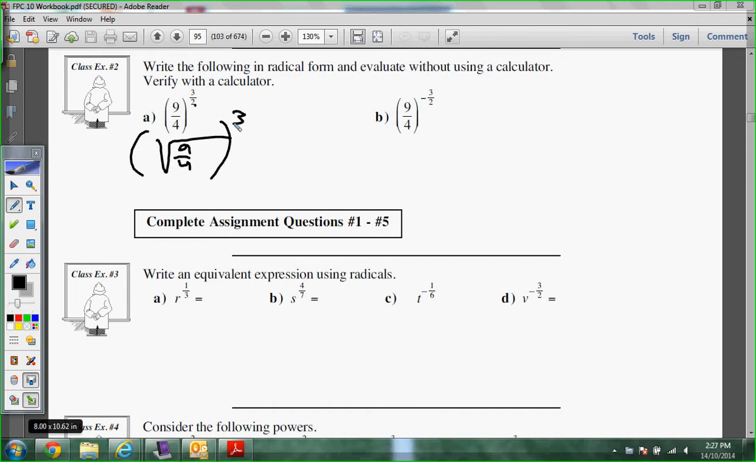Okay? Well, how do you take the square root of fractions? You do it to the what? Top and bottom. So what's the square root of 9? 3. Square root of 4. Now I cube that. Yep, just like we just did. So 27 over 8.